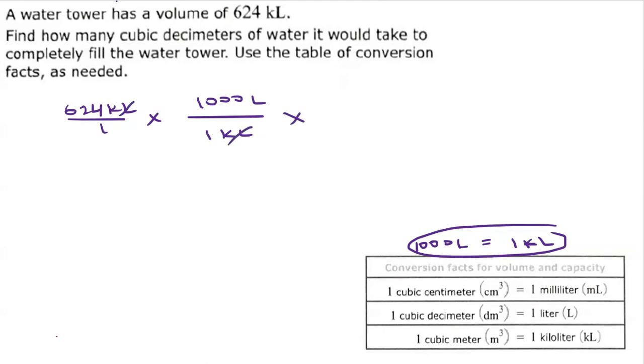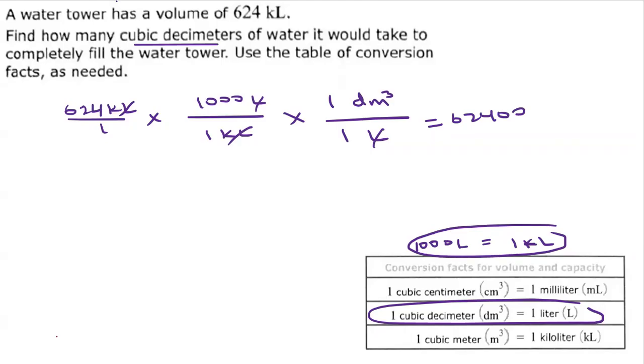Then I need to convert this to cubic decimeters. It tells me that 1 cubic decimeter is equal to 1 liter. I need to eliminate the liters, so I'll put the 1 liter down here and put 1 cubic decimeter on the top. So the liters will cancel, and we get 624,000 cubic decimeters.